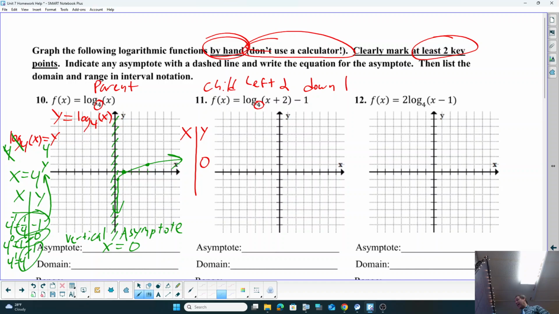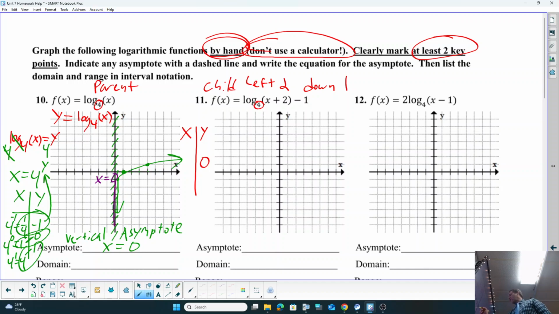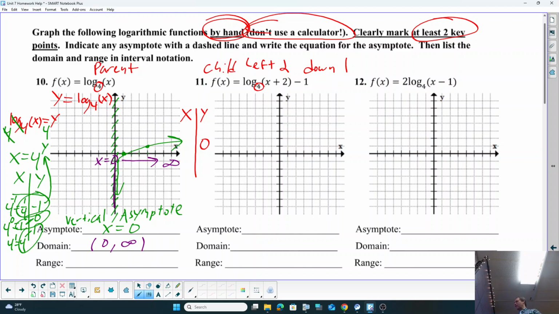Okay, so then the domain, again, instead of -infinity to positive infinity, is going to be different on the logarithms. It's going to approach this x value of 0. And so we're going to go from 0 to infinity for the domain. Remember, that used to be the range on the last assignment. And then our range is going to be a little bit different. Our range is going to be from -infinity all the way up to positive infinity.